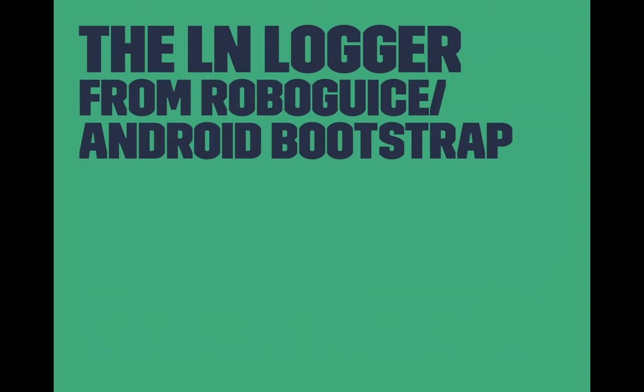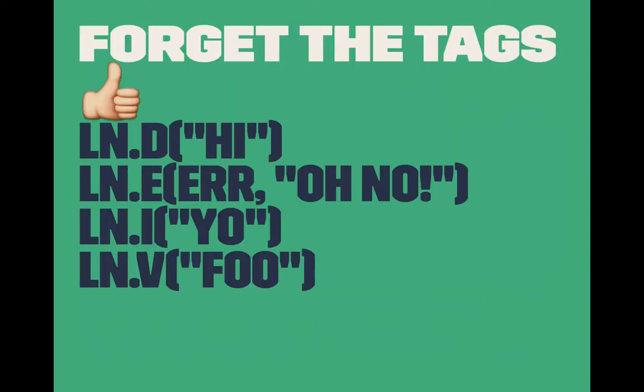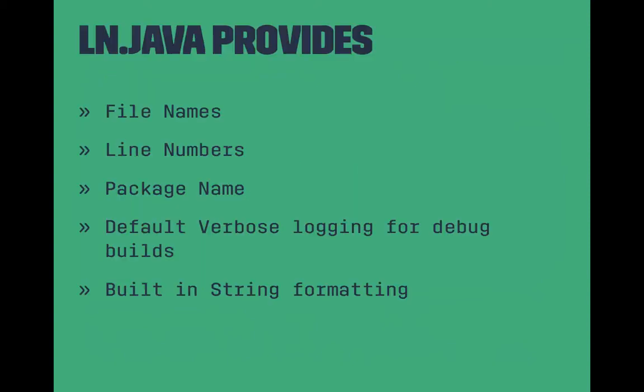And the big thing that's really nice is that you can forget the tags. So no more of this Log.tag. You just say ln.d, and then you pass in whatever you need to log, and then it'll actually output all kinds of information. So here, the only difference with the ln.e is you pass in the error first and then some text. And now the cool thing is, ln.java provides all kinds of information, such as file names, line numbers, the package name. It defaults to verbose logging for debug builds, and it builds in string formatting.